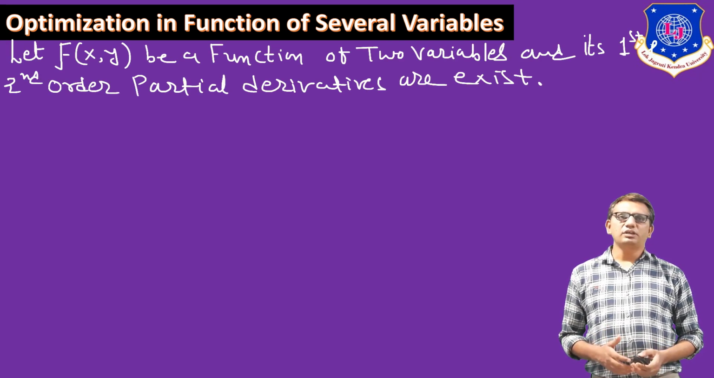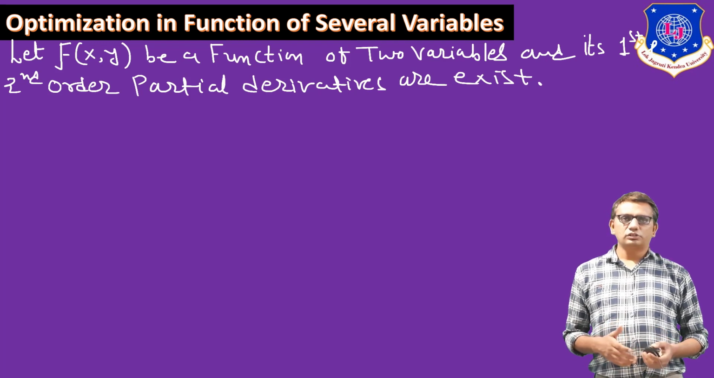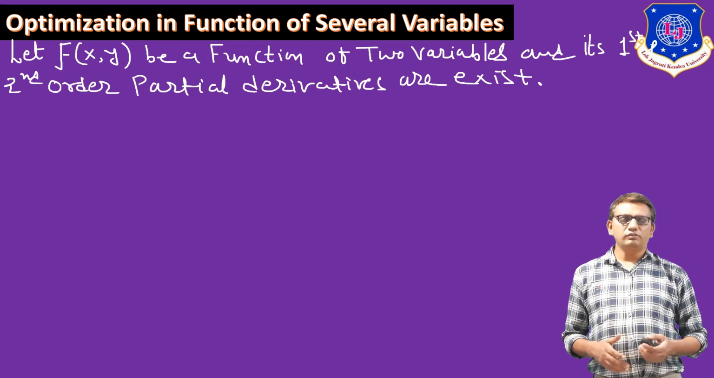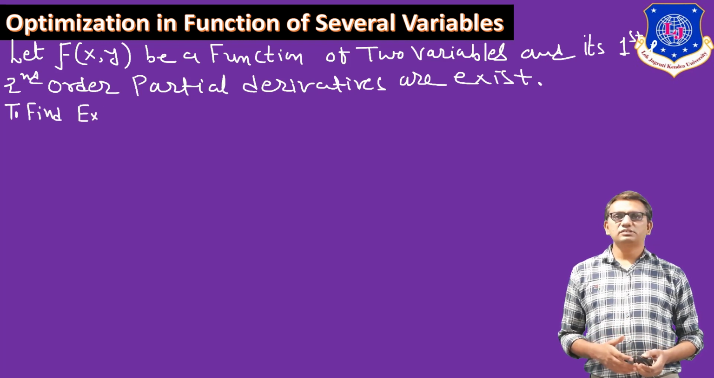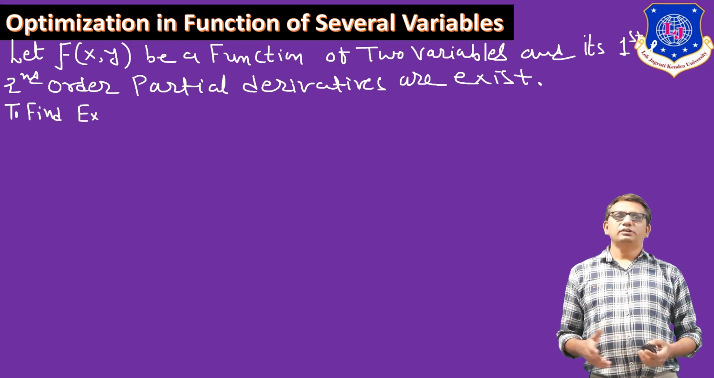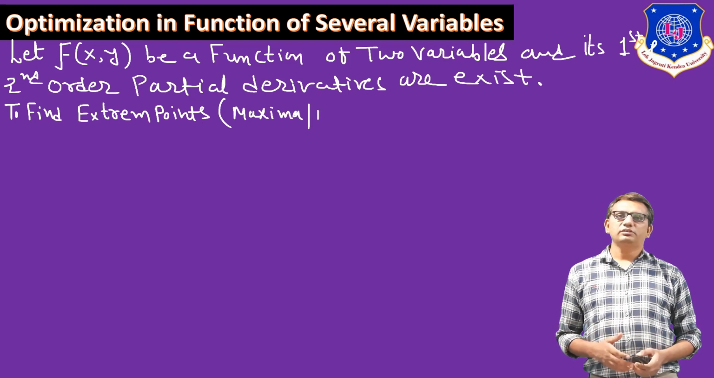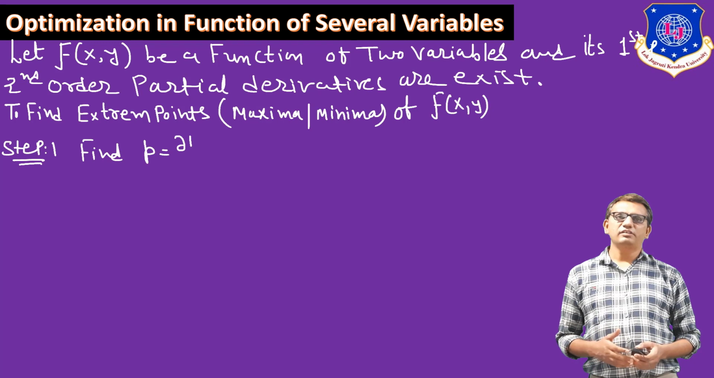Here f of x y is a function of two variables and its first and second order partial derivatives exist and they are continuous. So first of all, when our function is in two variables, we will find all its first order and second order partial derivatives. So our first step is to find the first and second partial derivatives. To find the extreme points, we take the first order partial derivatives equal to 0. Here we have two first order partial derivatives.